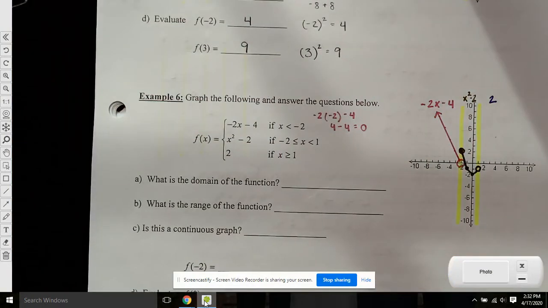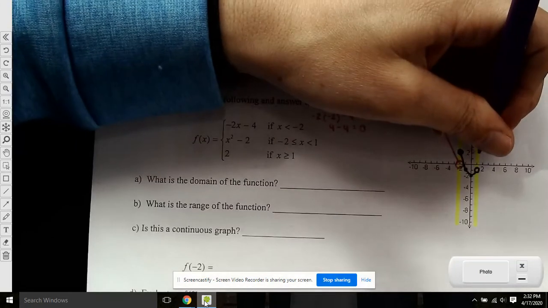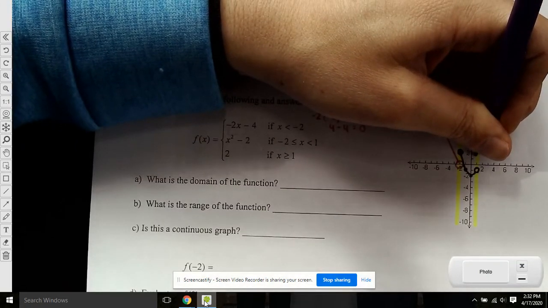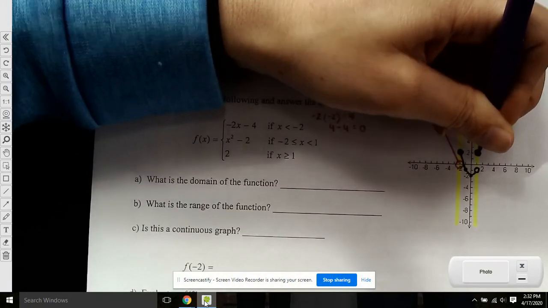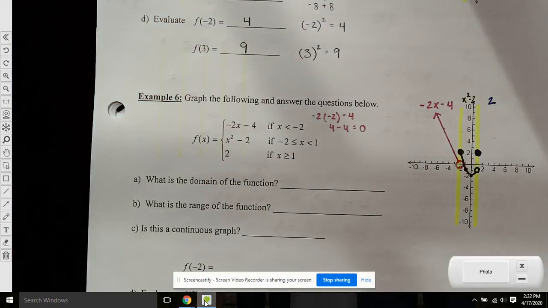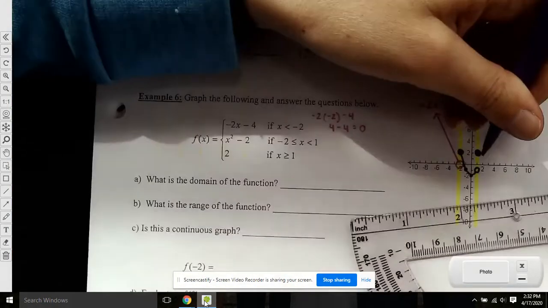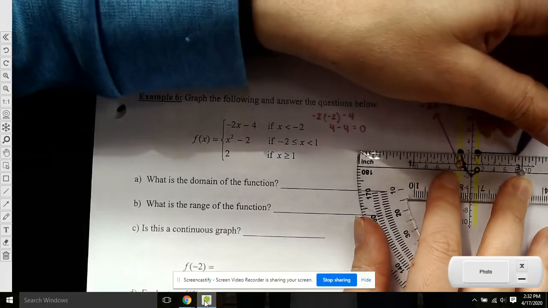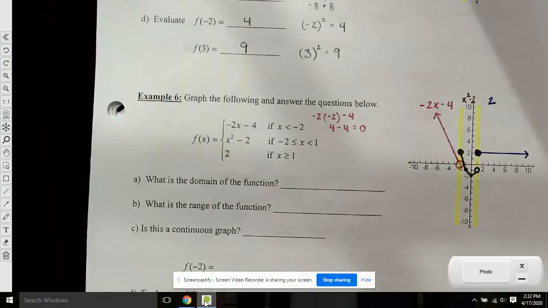Little snippet of the parabola. And then the last function is just 2, where x is greater than or equal to 1. So I'm going to have a closed circle at 2. And I'm going to extend all the way out the end. So there is my graphed piecewise function.